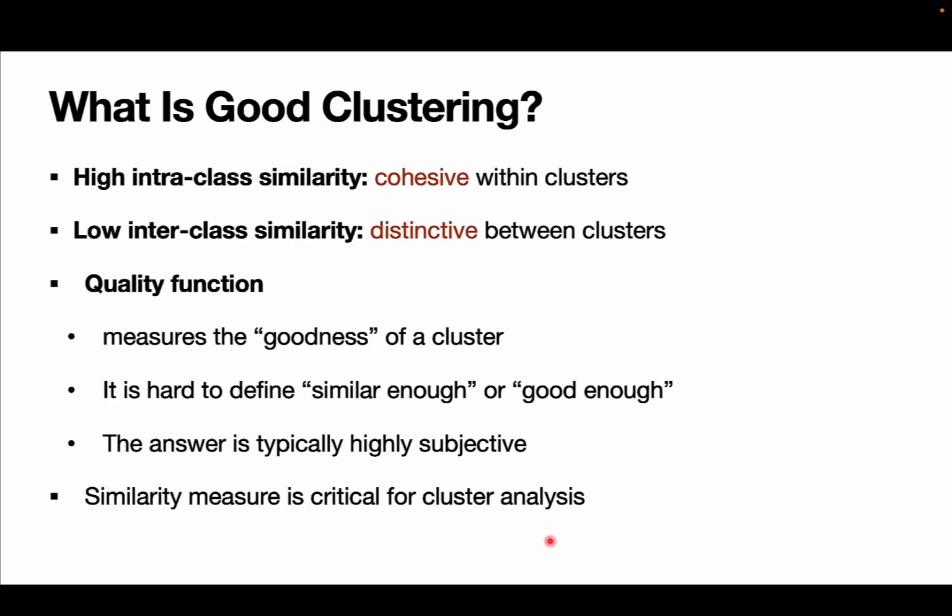Now, what makes a good clustering? A similarity measure used for cluster analysis should address two important metrics, which are high intra-class similarity and low inter-class similarity, which means the members of one cluster should be as cohesive as possible, and members of different clusters should be as distinctive as possible.